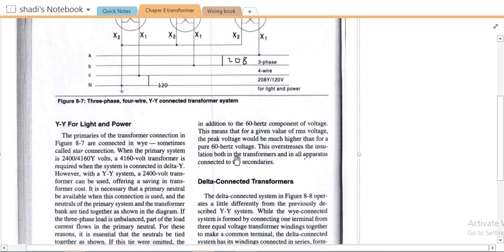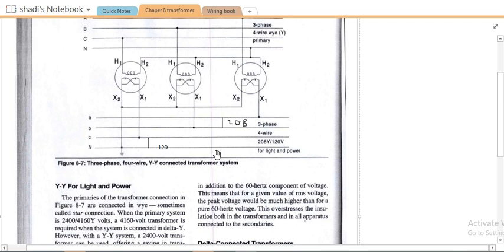So let's move to the second connection, which is the delta. In delta we have to be very careful, because the delta distribution transformer will be a little bit different from what you took already in Circuits 2.